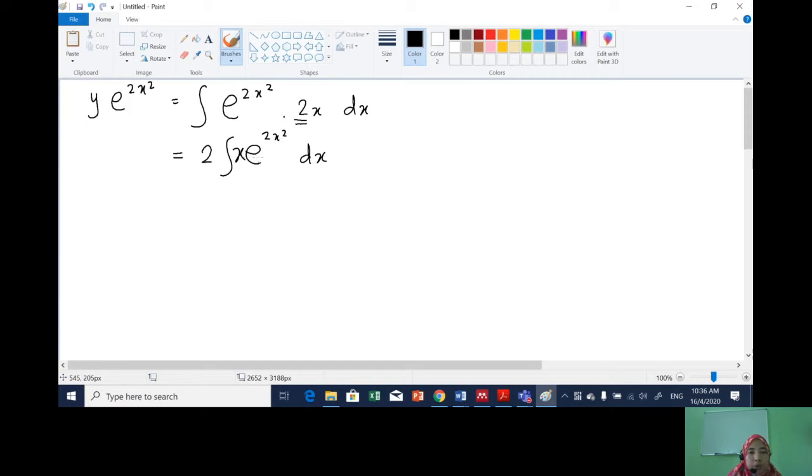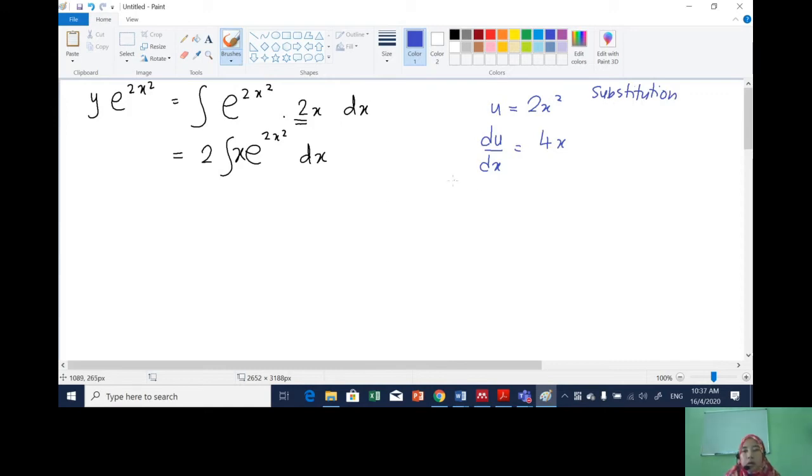This is the exponential e to the power 2x squared. Let's try whether we can use the substitution method to integrate. Remember that the purpose of the substitution method is to get something that is easy for us to integrate. So, let's choose u equal to 2x squared. Then du over dx is equal to 4x.